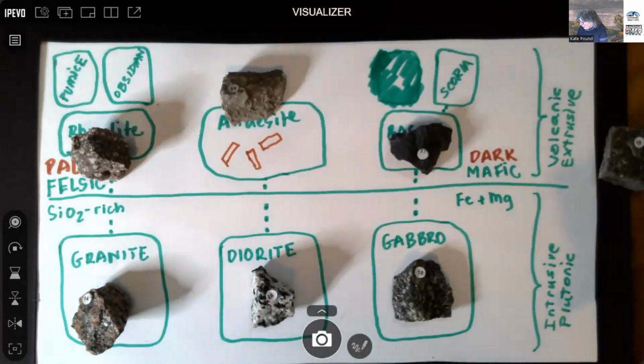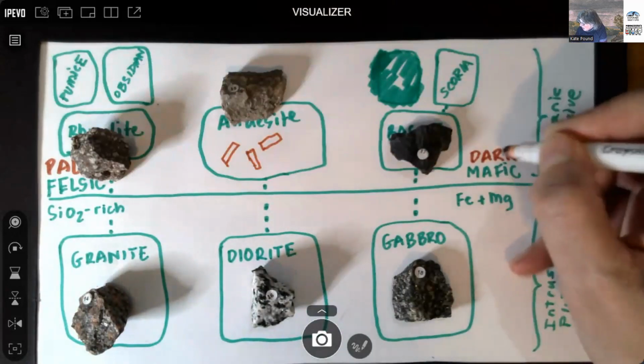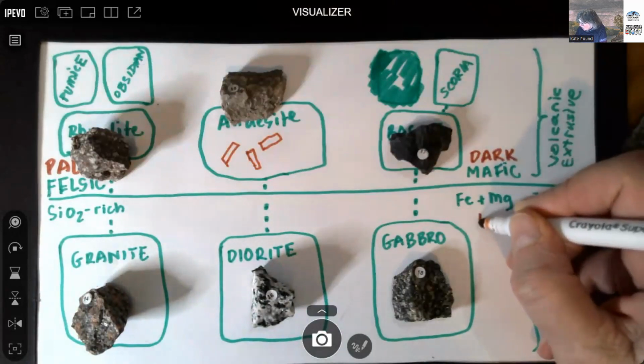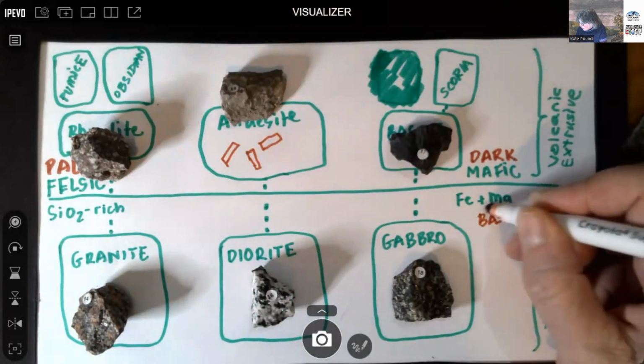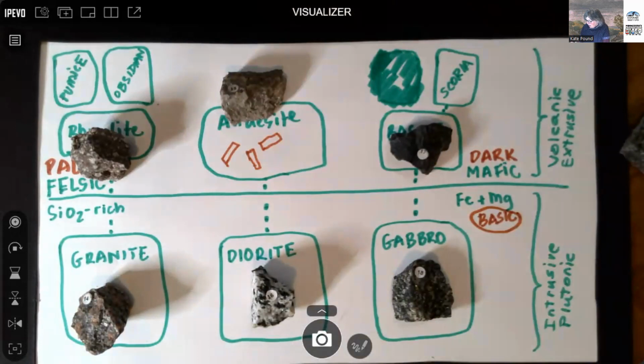I should say sometimes the mafic rocks get referred to as basic. That's kind of an old-fashioned term, but you might see it in the literature.